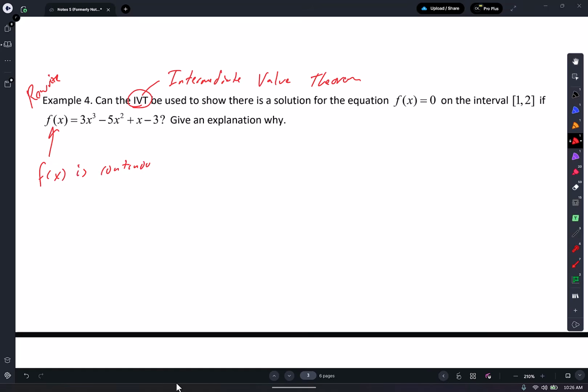Is it continuous? Yeah, it's continuous forever on the entire domain. It's continuous for all real numbers. It's a function, it's a polynomial. All polynomials are continuous. You're always defined. 3x cubed, 5x squared, x minus 3. You're always defined. If it were a rational function, if I had a denominator, then you're not defined when the denominator is 0. But I just have a polynomial, you're always defined.